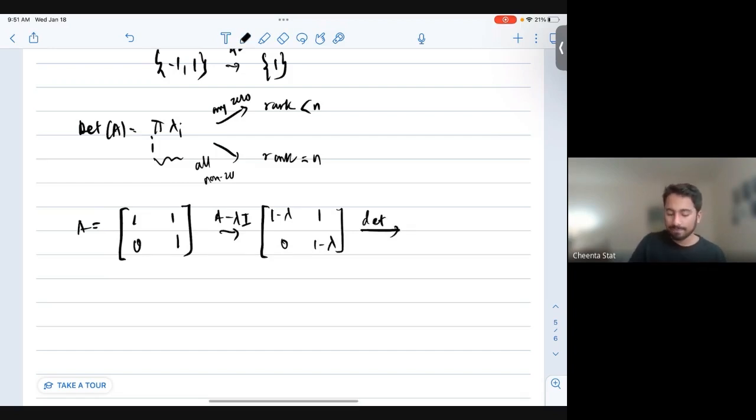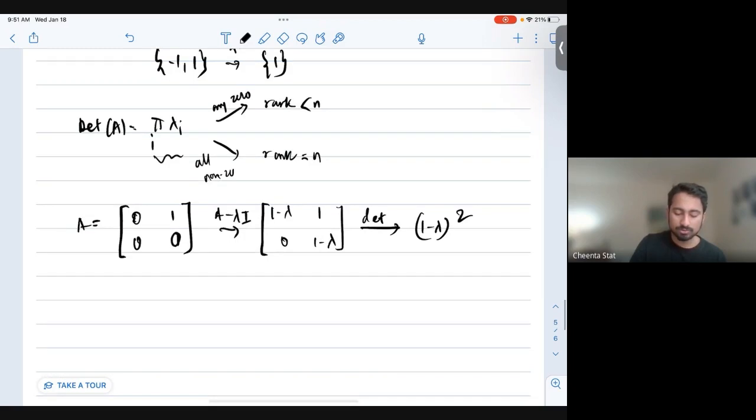Determinant. Yeah, great. So the eigenvalues are 1 here. Yes, sorry. I think if you do it with zeros, then it's fine. And then it's lambda square. So therefore all eigenvalues are 0, but you can see the rank is, what is the rank here? The rank is 1, right? So it can be n-1.